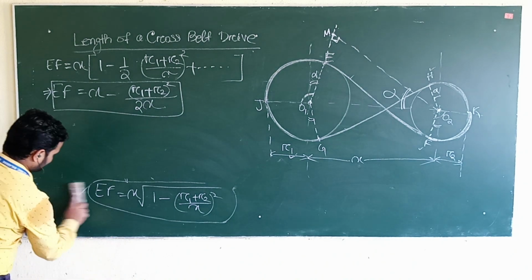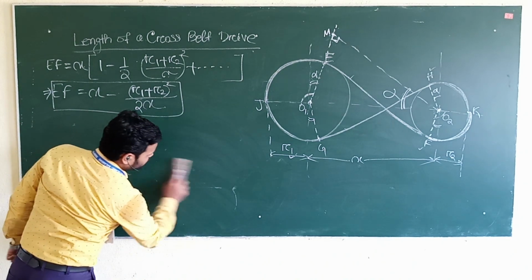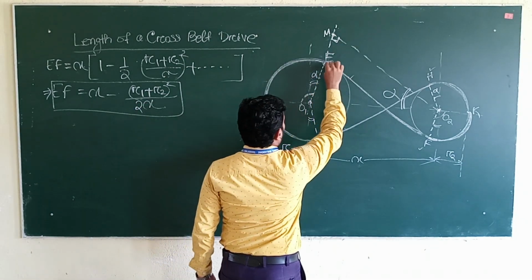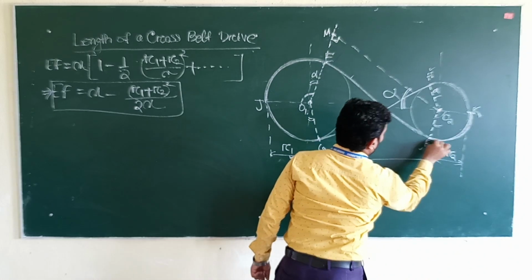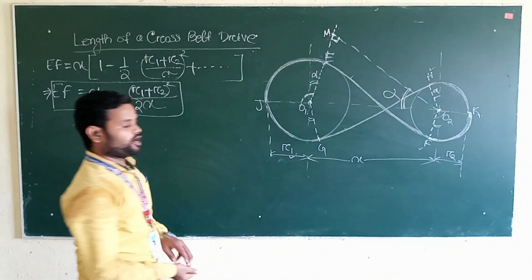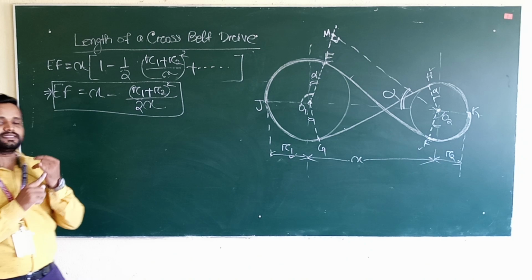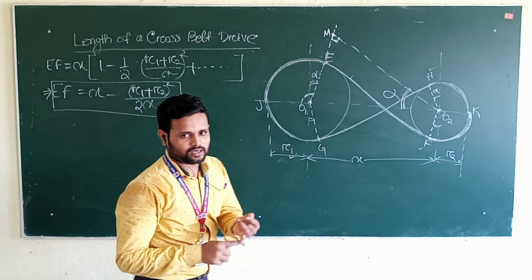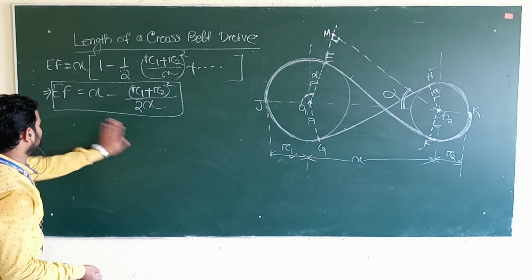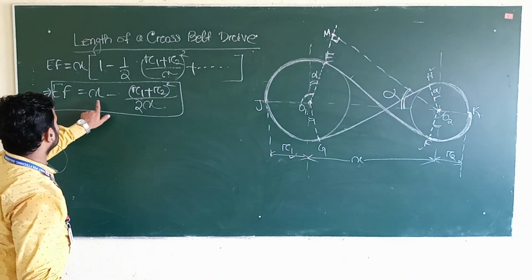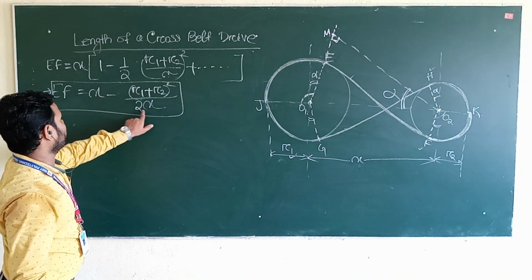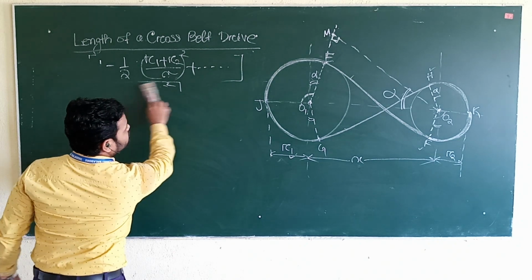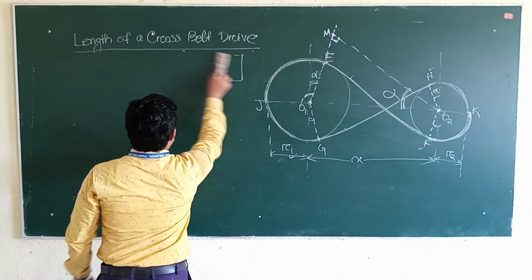Now we already have the three values: the value of RJE, the value of EF and the value of RFK. Substituting the values of RJE, EF and RFK in equation 1, we get EF equal to x minus (R1 plus R2) square by 2x. Previously we calculated the RJE value and the RFK value.